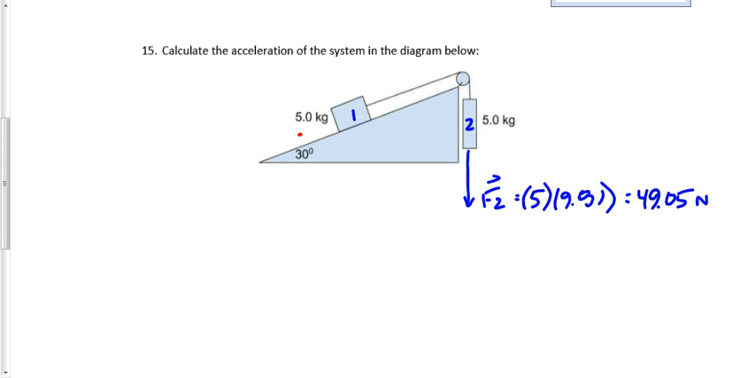Now, how big is F parallel? I don't know. We got to find that, right? F parallel isn't really a force on its own. Really, it's the sum of 2 other forces. What 2 other forces is it the sum of? Kinetic, what's one of them? Yeah, the force of gravity acting on object number 1, right?